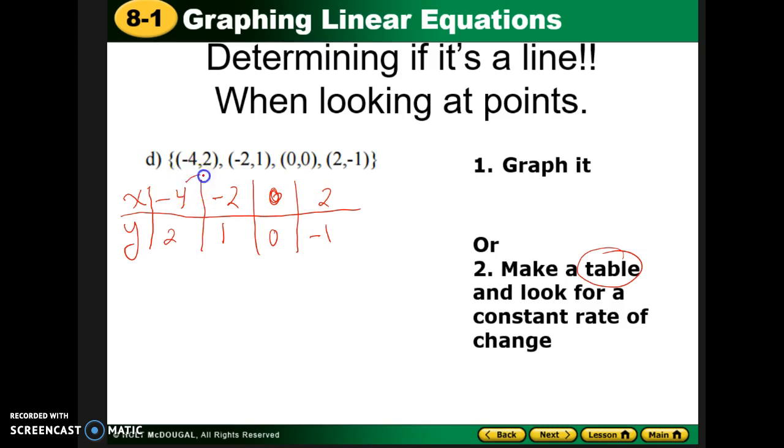And then I just look for a constant rate of change. From -4 to -2, I'm adding 2. -2 to 0, adding 2, adding 2. So that's good. Now I've got to check my y's. 2 to 1 is -1. 1 to 0 is -1. 0 to -1 is -1. So again, this is a linear equation because it's a constant rate of change.